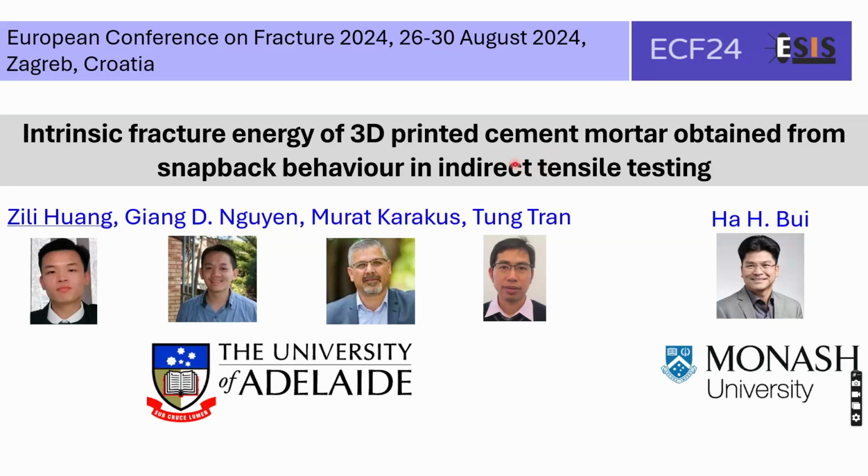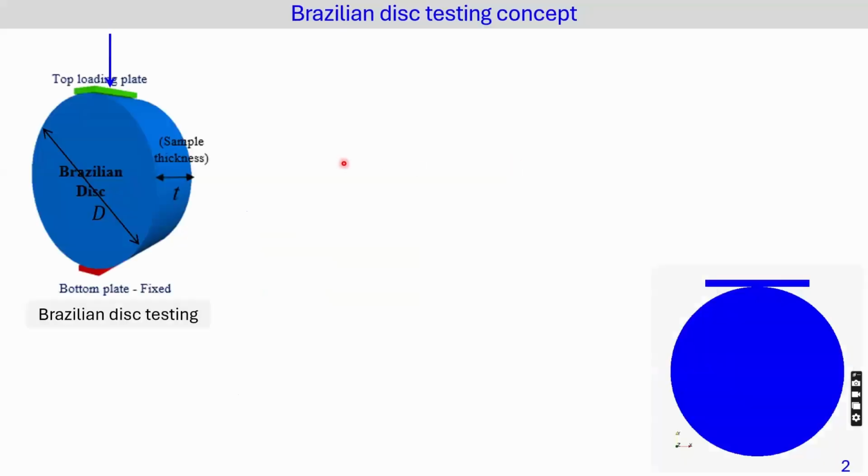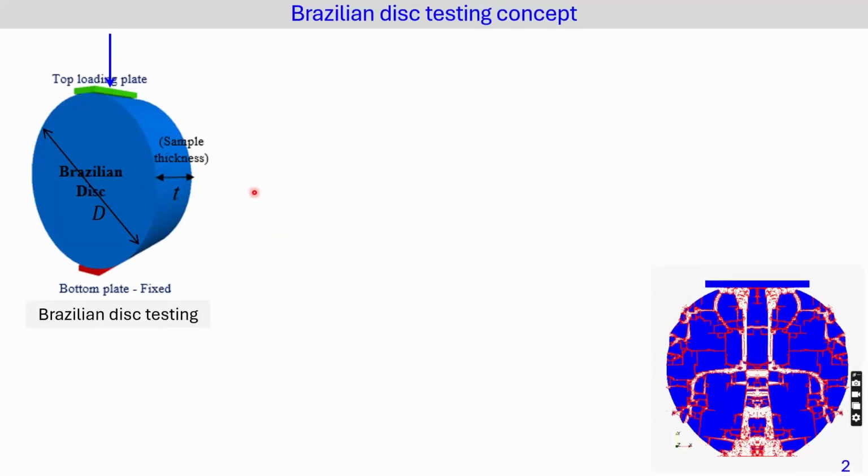This presentation is based on our paper on the intrinsic fracture energy of 3D print cement mortar obtained from snapback behavior in indirect tensile testing. Firstly, I'd like to introduce the Brazilian disc test.